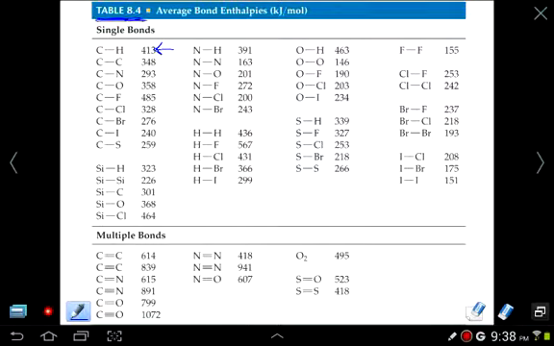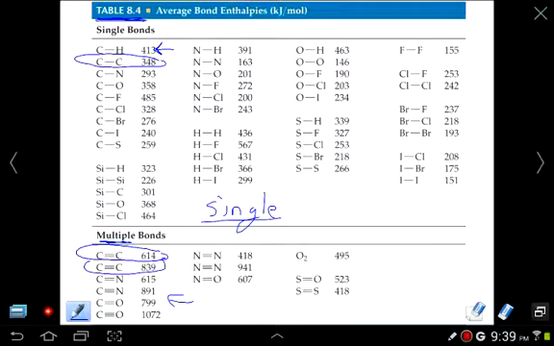A quick idea I want to show you here is, first of all, the difference between single bonds, all these up here, and double bonds, which are here, and triple bonds, which are here as well. What you'll see in general is that multiple bonds, doubles or triples, have a higher bond enthalpy than single bonds. In fact, take a look at the carbon-carbon single bond of 348 kilojoules, the carbon-carbon double bond almost twice that, and the triple bond even higher. So this is a general trend.